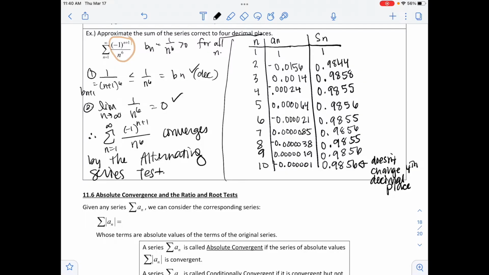And so therefore, we can say that the sum from n equals 1, going out to the 9th term is as far as we would have to go because the 10th term isn't changing it, of negative 1 to the n plus 1 all over n to the 6th is approximately going to be equal to 0.9856. That would be our approximation, correct out to 4 decimal places.